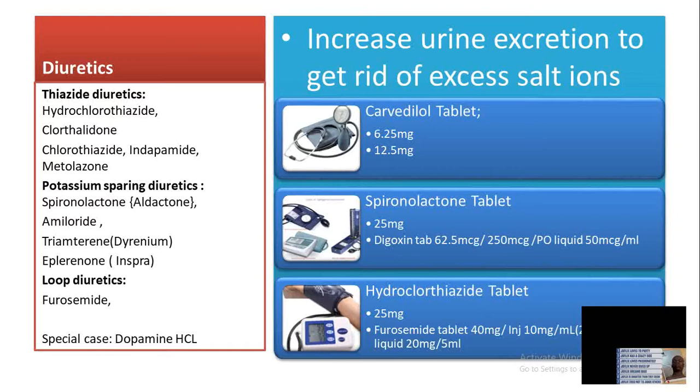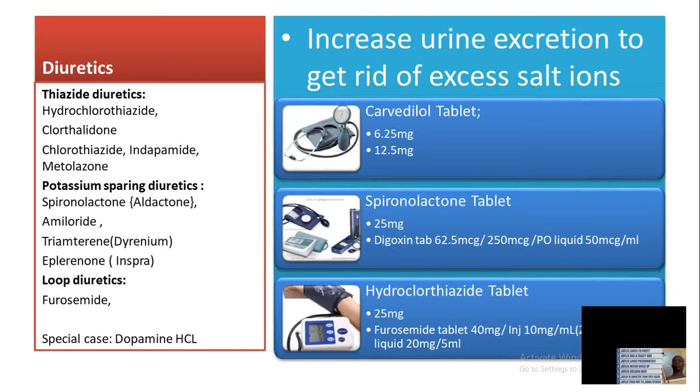Then we can also use dopamine hydrochloride, that is for a specialist in managing heart failure. You know how dopamine works. Dopamine causes mood stabilization, which may strike a balance between the levels of the hydrocortisol hormone. Increased urine excretion to get rid of excess salt ions, that is what diuretics do.